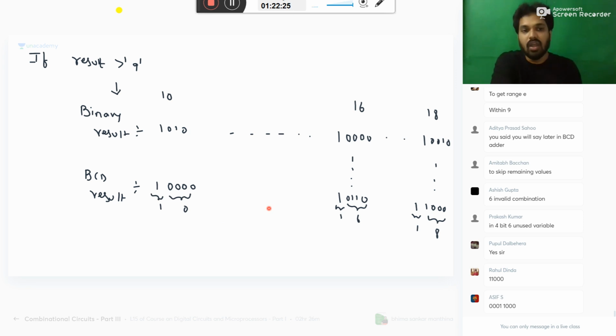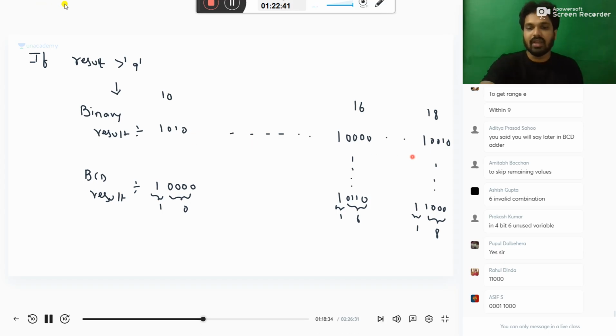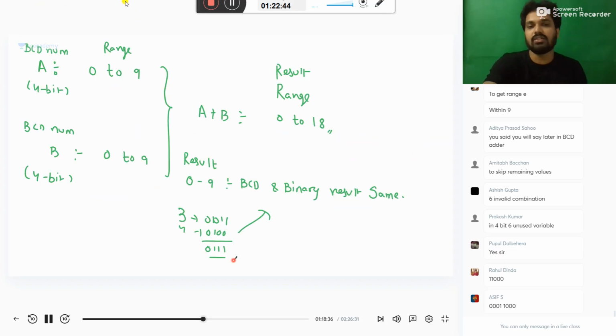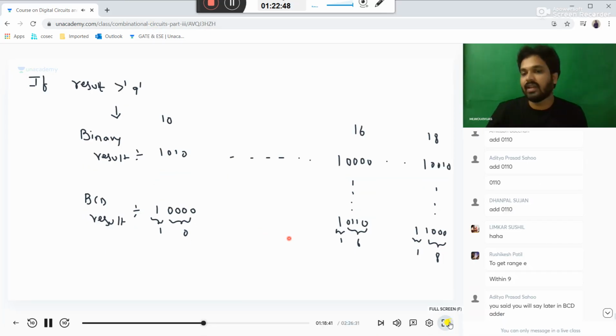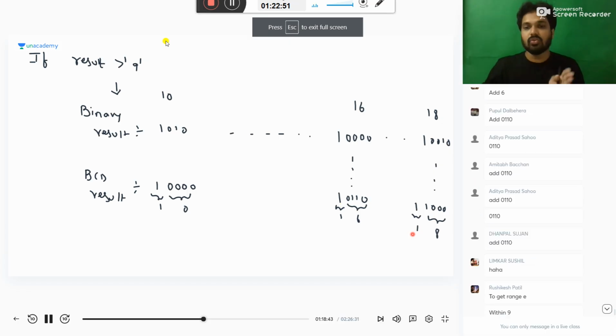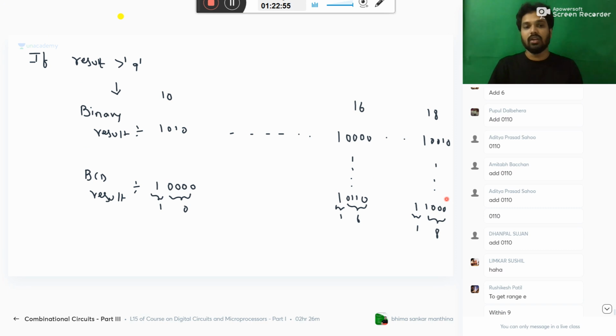Our aim is to convert this result into this result. Your adder will do this job happily without saying anything. Give input to the adder and it will do its job, because it doesn't know whether you are giving BCD or binary. Your job is, when it is 0 to 9, keep it as it is. When it is more than 9, you should convert it like this. We need to design a circuit which will perform this operation.